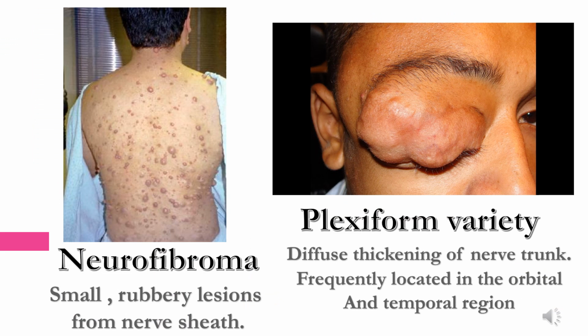So as the coffee was hot, the boy also got some blister-like lesions. So this is a mnemonic to remember our next cutaneous findings in NF1, that is neurofibroma and plexiform variety of neurofibroma. You can see in the image that neurofibromas are some small rubbery lesions, and they arise from nerve sheath, and plexiform variety is the type of neurofibroma where the lesion is because of diffuse thickening of nerve trunk, and they are frequently located in the orbital and temporal region.